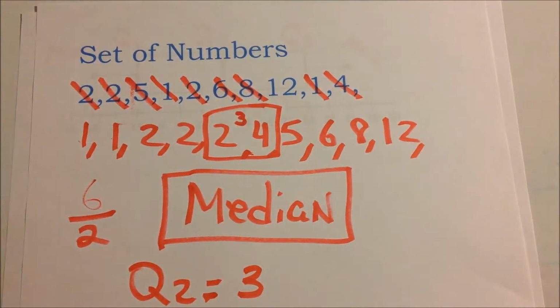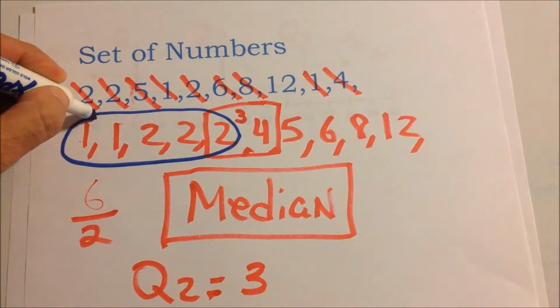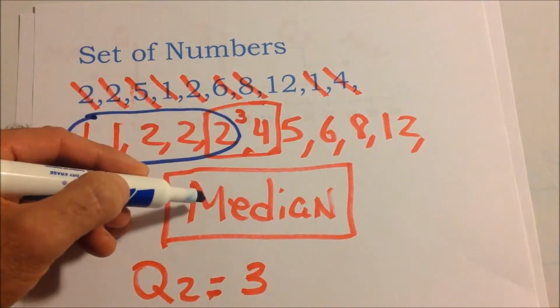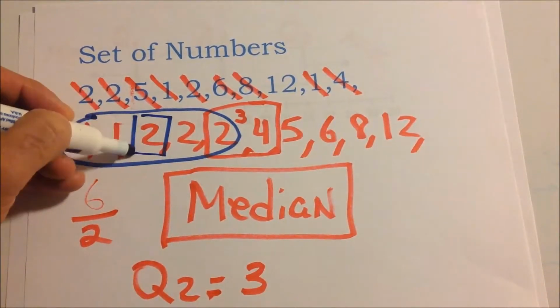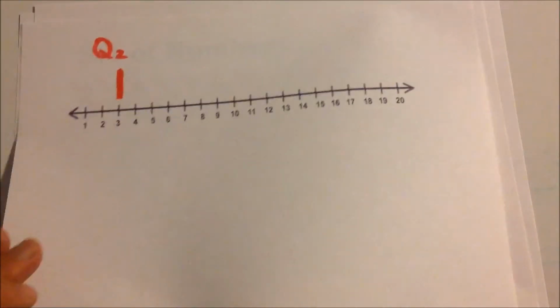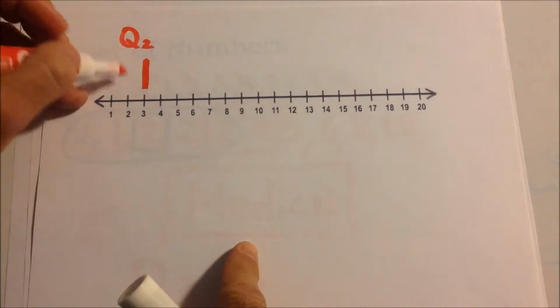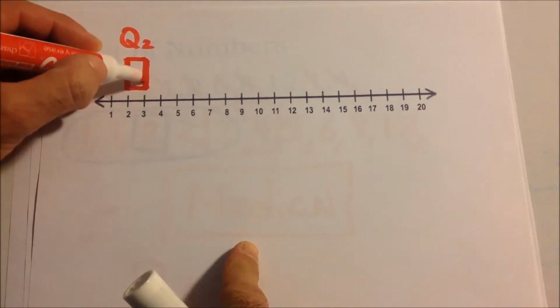Okay, so let me use another marker. I'm going to circle these numbers. These are now the numbers to the left of Q2, which is what? The median. Good. Or the second quartile. So now let's look for the median here. We have 1, 2, 3, 4, 5. This 2 is the median of those numbers. That's the first quartile. So now on my number line, I can make another box here, connect that, and that'll be Q1.